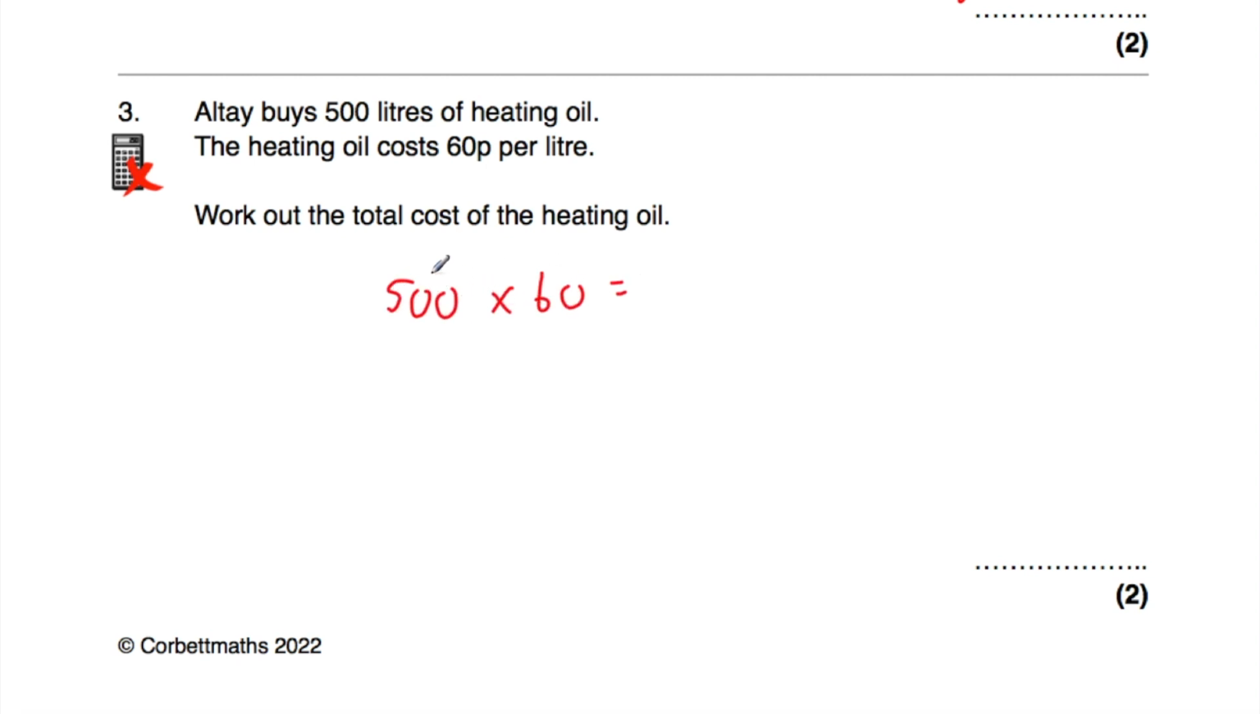Now I'm going to work in pence here. I'm going to do 5 times 6 first of all, so that's 30. And then I'm going to add on 1, 2, 3 zeros. So the heating oil would cost 30,000 pence, but I'm going to change this into pounds. So I'm going to divide by 100. Taking away 2 zeros, it would be £300. So the answer would be £300. And that's it. So the heating oil costs £300.